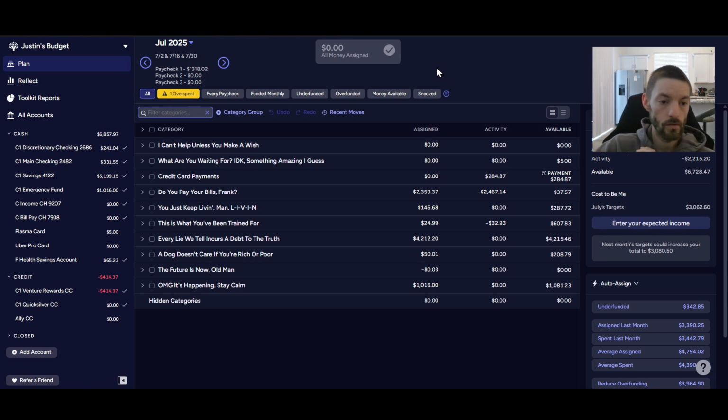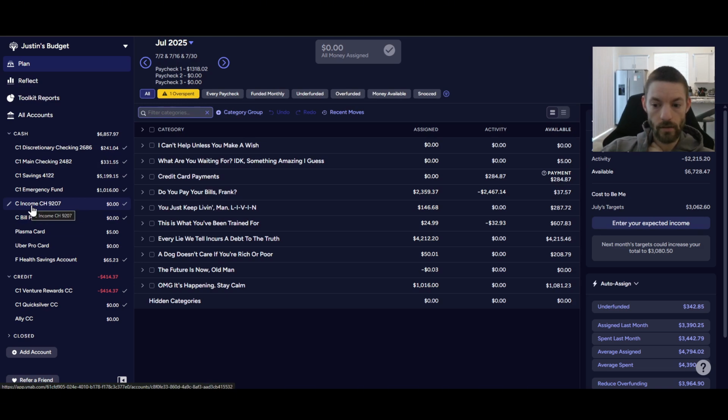And so you'll notice that I have a main checking account, a savings account, an emergency fund, and a discretionary checking account. These two here are what remains of my, I think I had 7 accounts at Chase. I'm going to be keeping one of these 2 open. More than likely, it's probably going to be this bill pay because that's what my debit card is tied to.